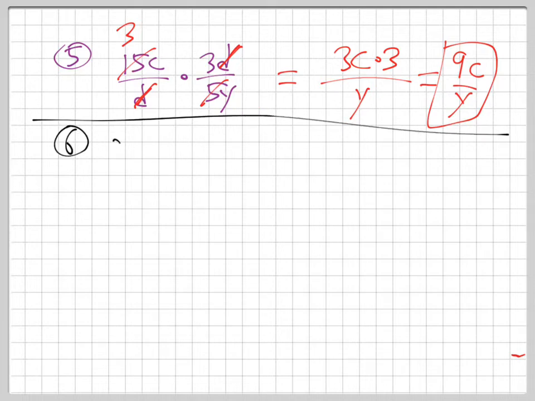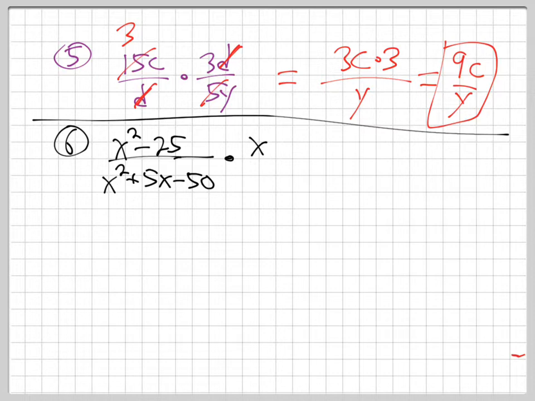Good. Number 6. So the top stays at the top when you're doing multiplication. Top stays in the top, bottom stays in the bottom. x squared plus 5x minus 50, over x plus 10 over 9x. Okay, just to throw everybody off. All right, try that one. Canceling things right now? No. Can I cancel this x with this x?